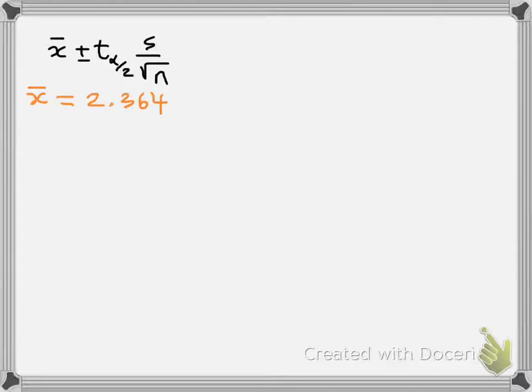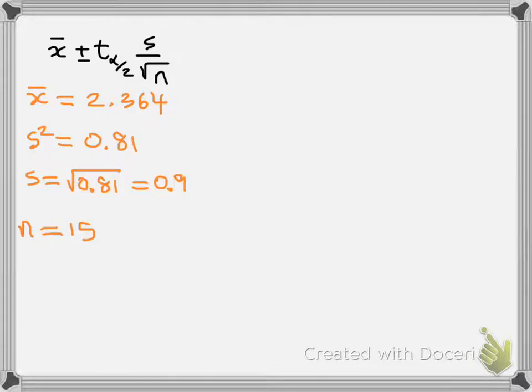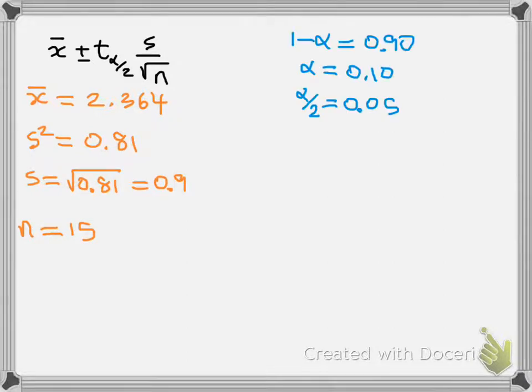The sample mean in this question is 2.364, but we don't have the standard deviation given to us. We have the variance. But we know that the relationship between variance and standard deviation is that one is the square root of the other. So standard deviation is the square root of the variance, which will give us 0.9. And the sample size is only 15. The confidence level is 90%, which will give us alpha, which is the area in both tails, is 10% or 0.1, half of which is 5%, 0.05. The degree of freedom is n minus 1, which will be 14 in this case.